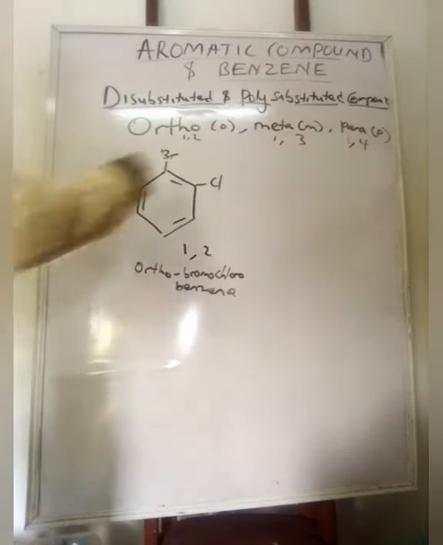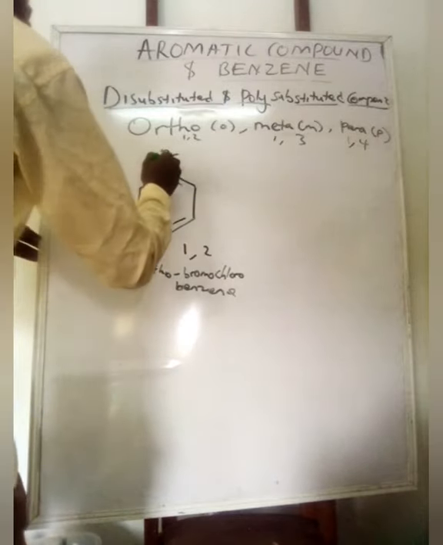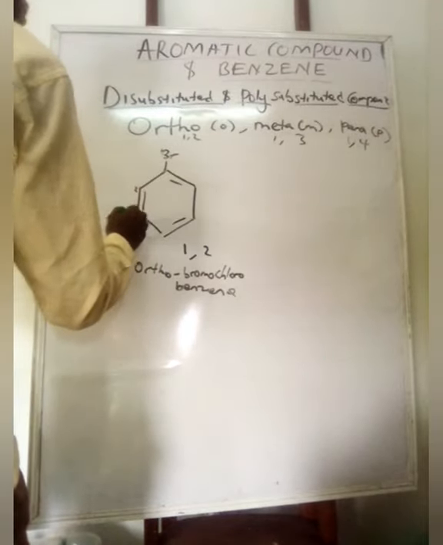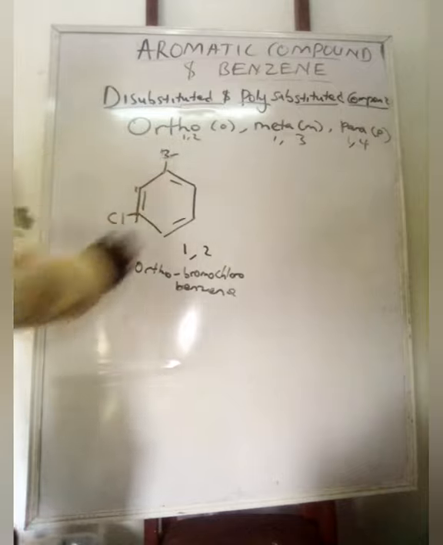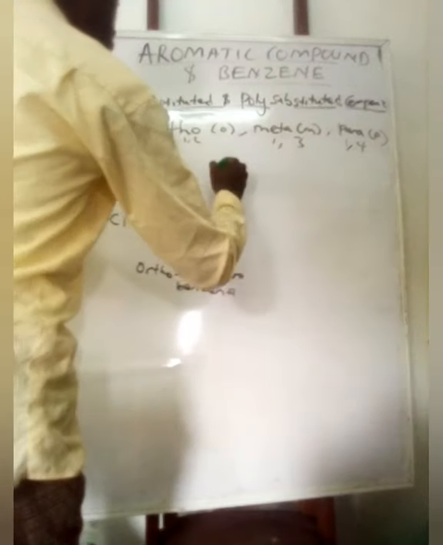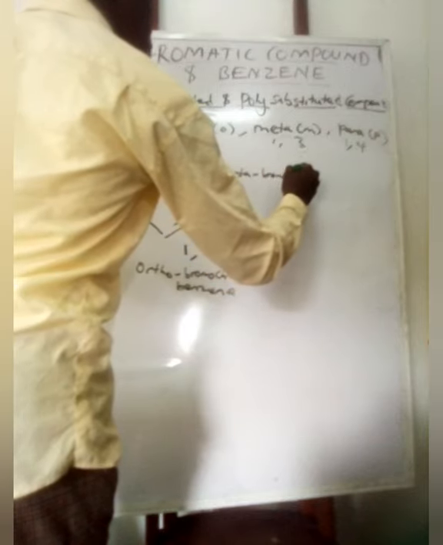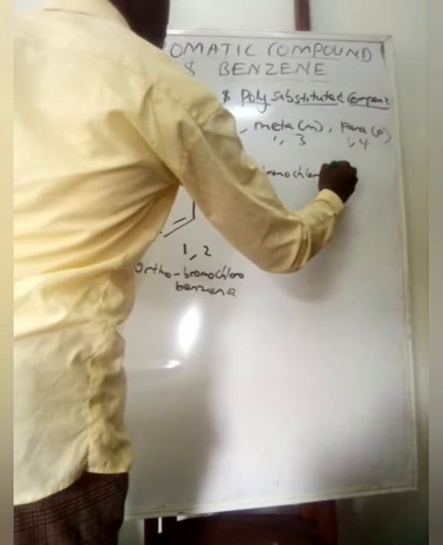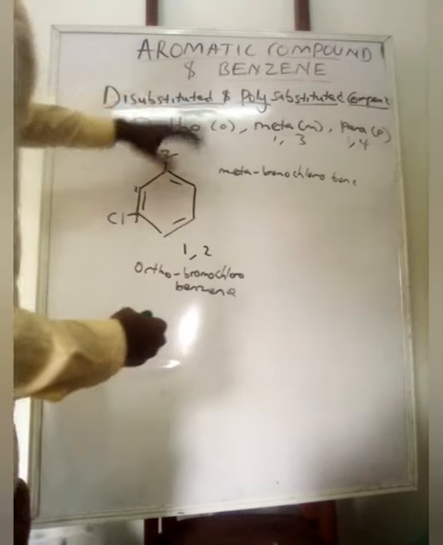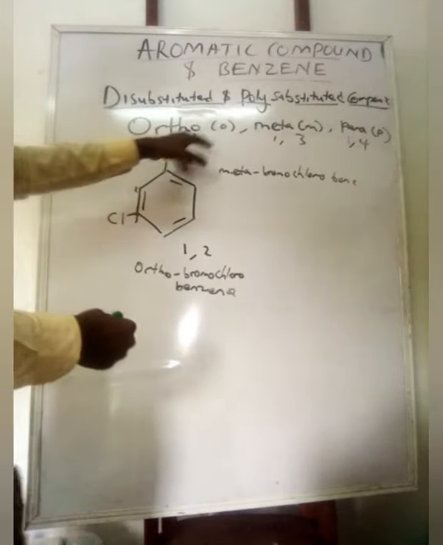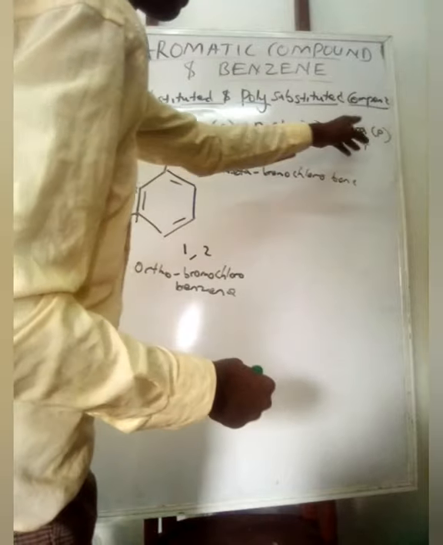So that is the usefulness of ortho, meta, and para. In case you have position 1 and 3, it can be any place; the only condition is that these are 1, these are 2, these are 3. Therefore the name is meta-bromochlorobenzene. So ortho describes the position of substituents on 1 and 2, meta 1 and 3, and para 1 and 4.